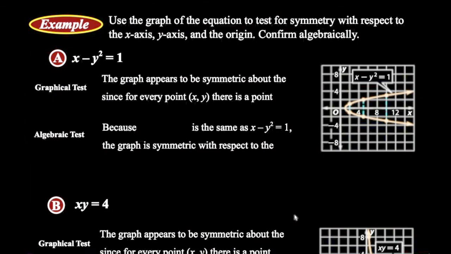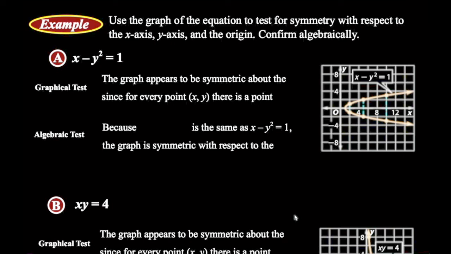So let's take a look at some symmetry examples. It says use the graph of the equation to test for symmetry with respect to the x-axis, the y-axis, and also the origin, and then confirm that algebraically. Well, this one looks like it's symmetric about the x-axis.